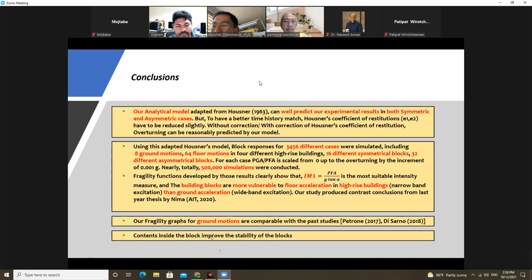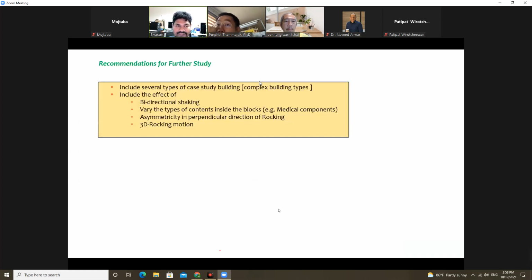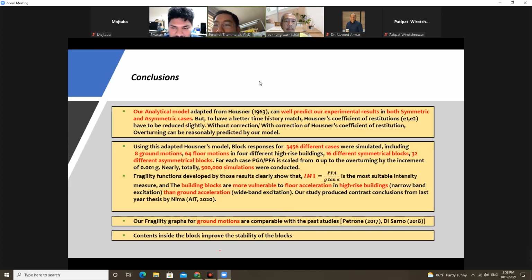The content inside the block improves the stability of the blocks. It has positive effects. That's all. The content inside the block, well, that is subjected to some condition, I guess. Like if the content of the block is located such that it makes the CG of the block shift up, then that is not improving the stability of the block. So it is like a uniform distribution of the content inside the block, probably. That is for your case.